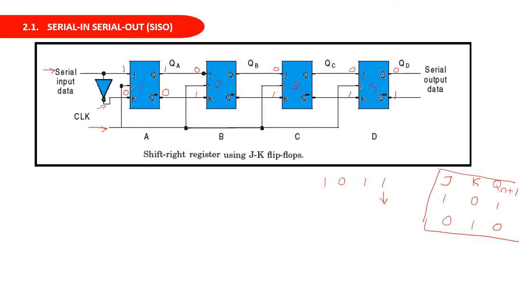Then the second flip-flop will be 0 1. Third will be 0 1, and the fourth will be 0 1, because when the clock pulse comes, the input is 0 1. Now this is the stage, that is the first clock pulse output.